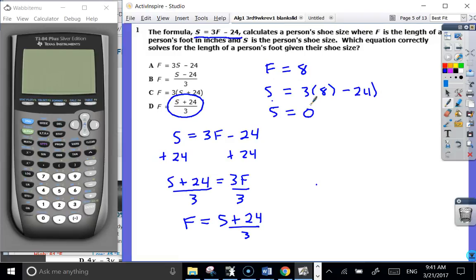0 minus 24, negative 24. Can't be that, right? Plug in a 0 here. 0 minus 24, negative 24, divided by 3, negative 8. Okay, this one. 3 times 0 plus 24. 3 times 24 is 72. Okay, that doesn't work, right? Now, 0 plus 24 is 24. 24 divided by 3 is 8.